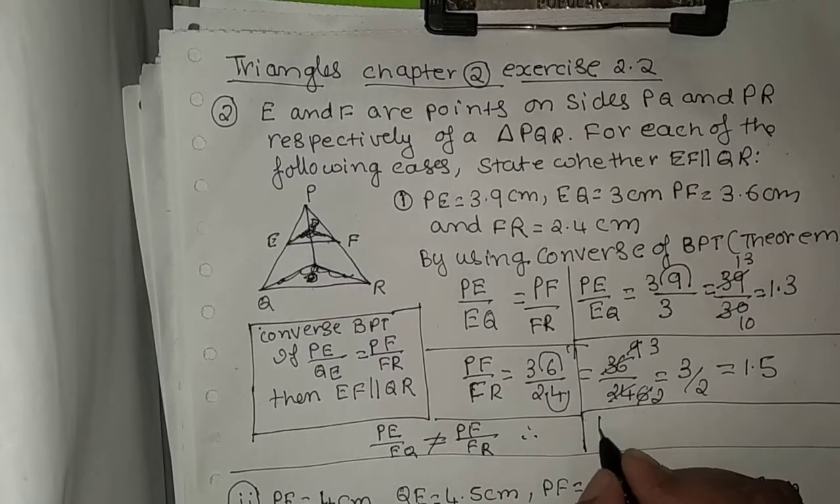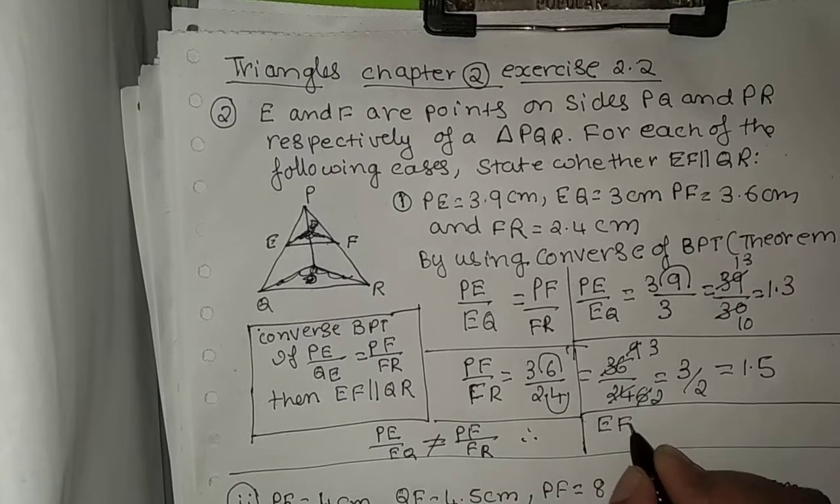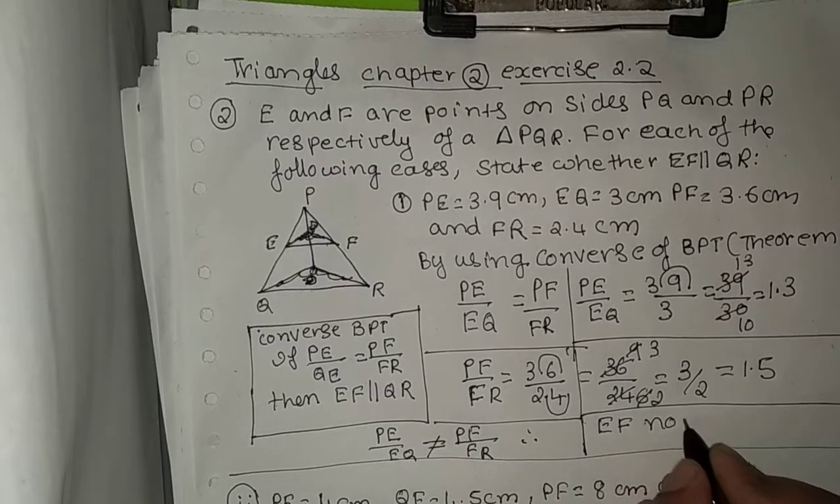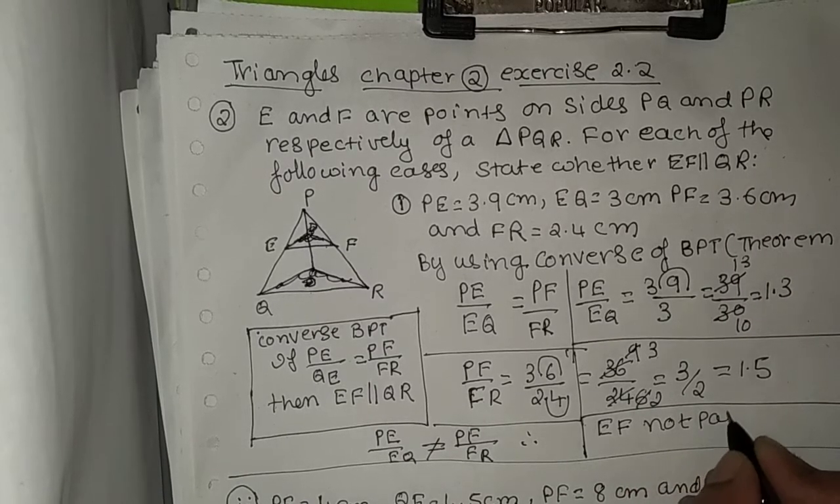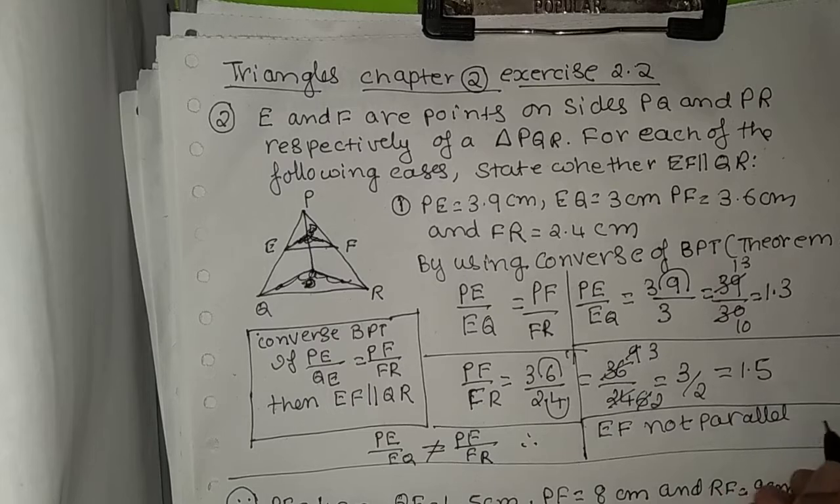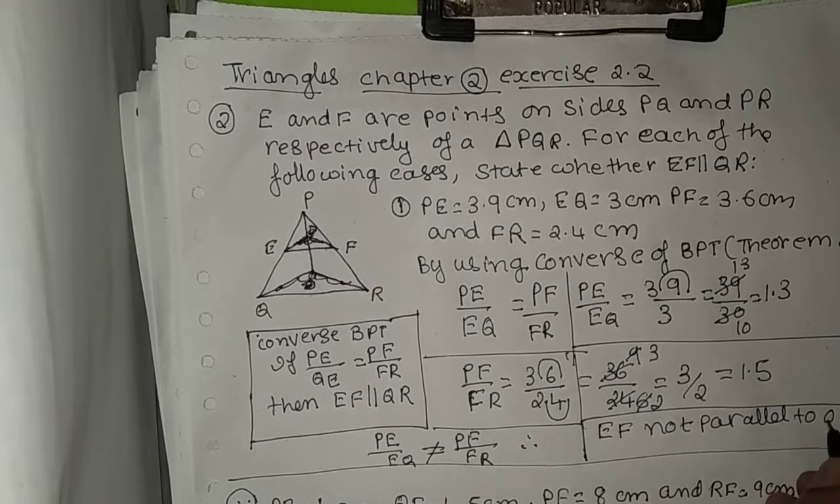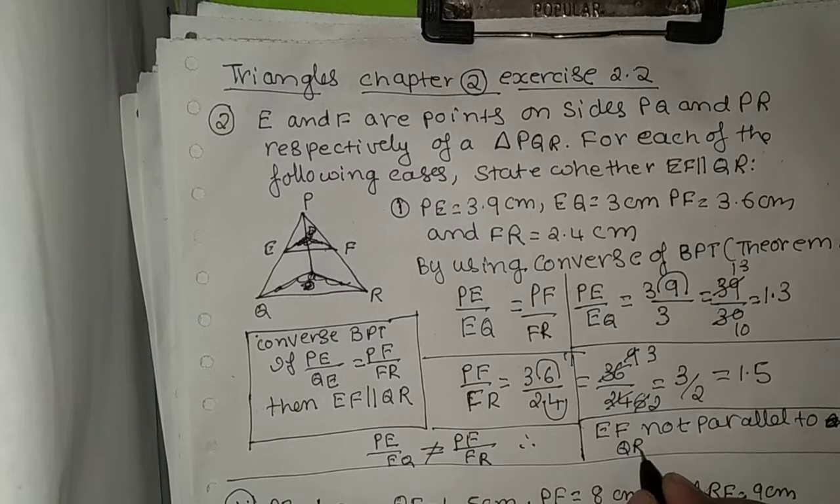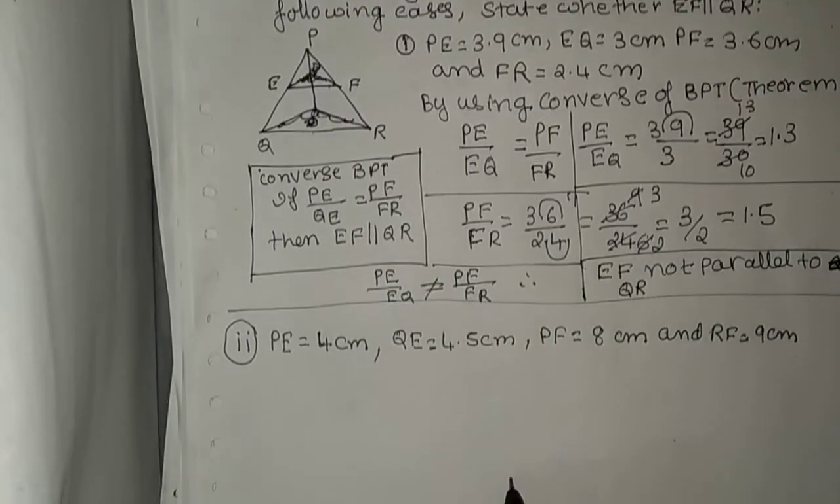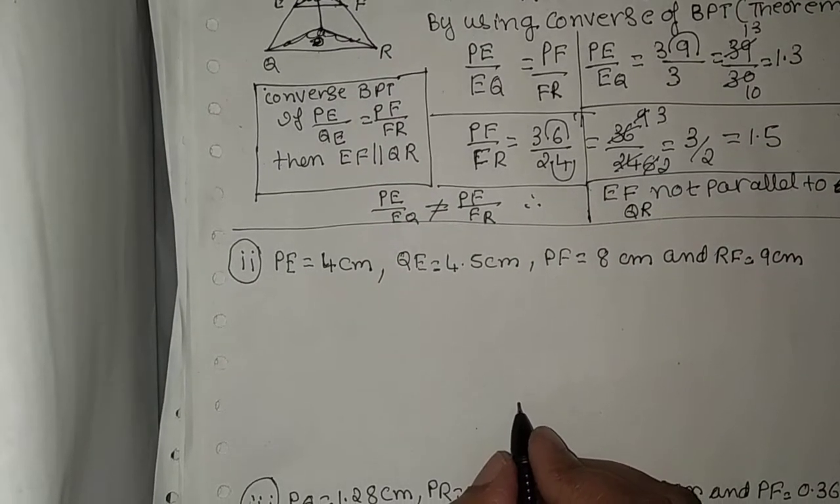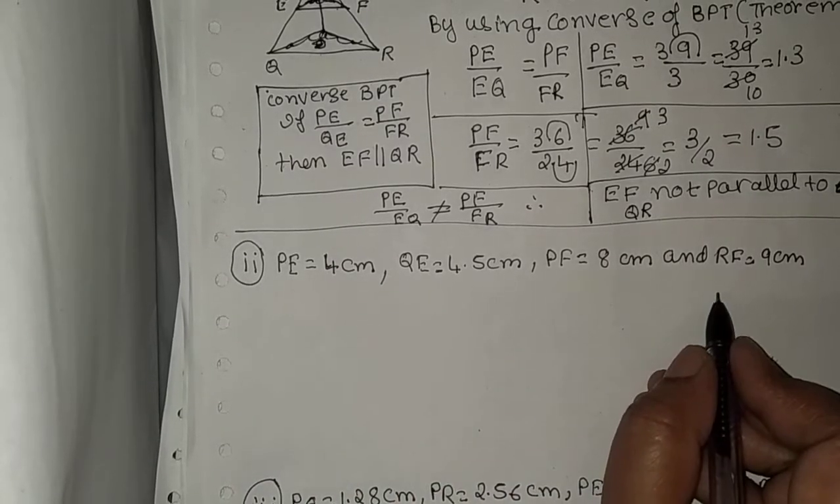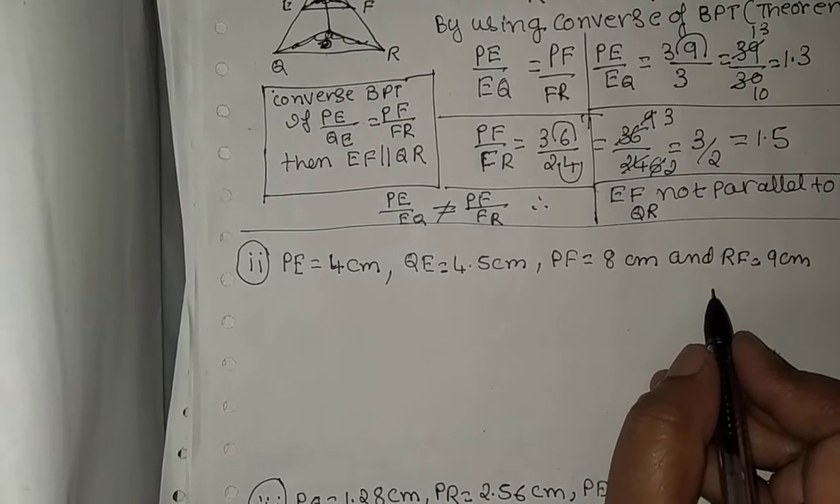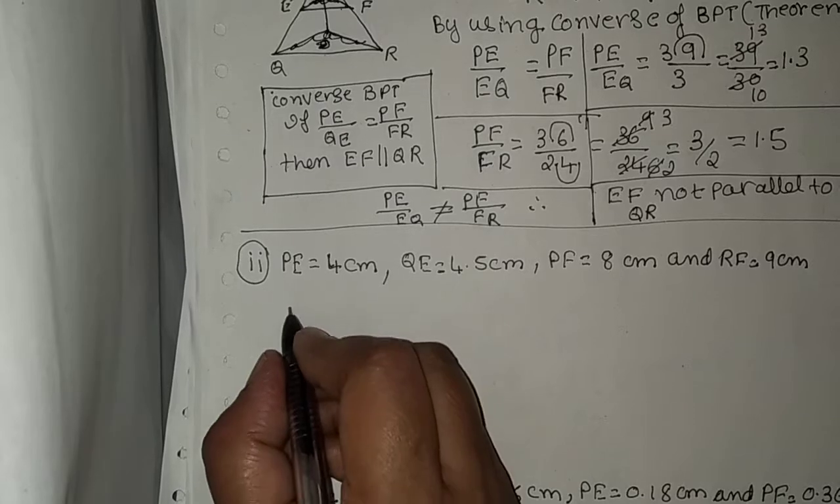Therefore EF is not parallel to QR. This is the solution for the first sub problem. Next we move on to the second data given. Here also we have to prove the same thing, by theorem 2.2.